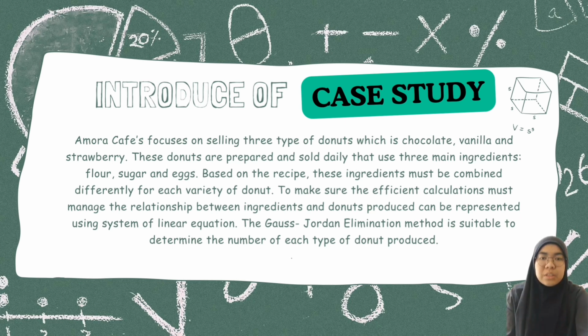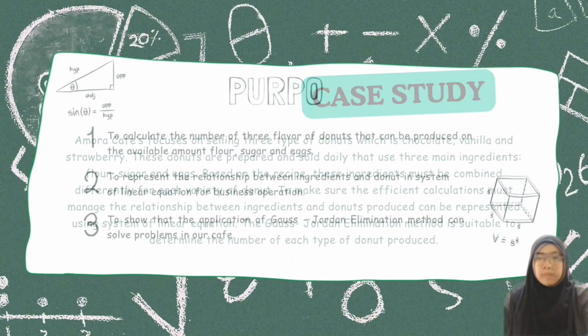To calculate efficiently, we must manage the relationship between ingredients and donuts produced, which can be represented using a system of linear equations. The Gauss-Jordan elimination method is suitable to determine the number of each type of donut produced.